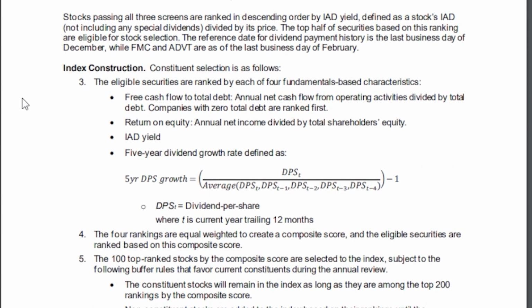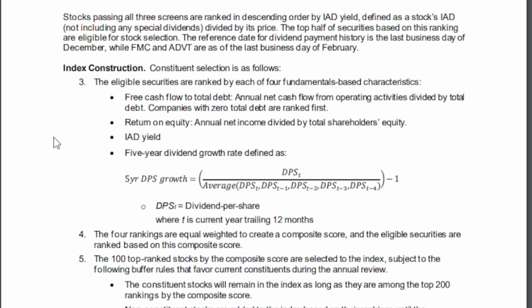Now, the index construction, also very important. Constituent selection is as follows. The eligible securities are ranked by each of 4 fundamental base characteristics. Things like free cash flow to total debt, annual net cash flow from operating activities divided by total debt. Companies with 0 total debt are ranked first. Then return on equity, annual net income divided by total shareholder equity. Then IAD yield, and then 5-year dividend growth rate, defined as this equation below.